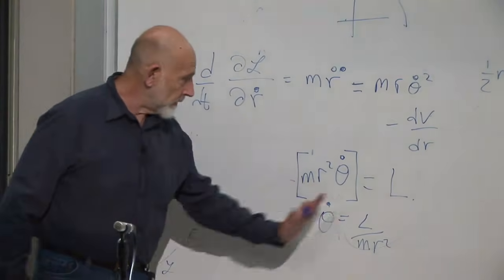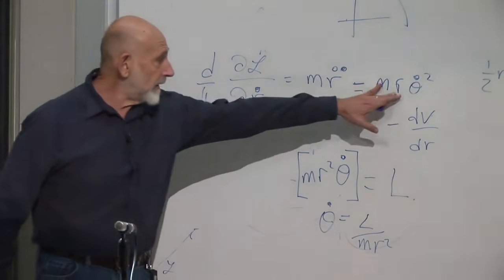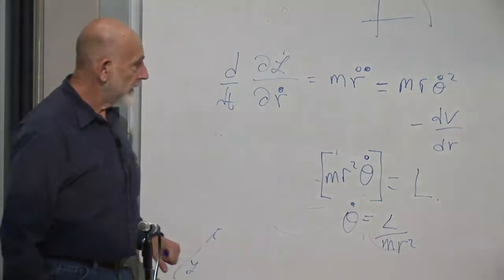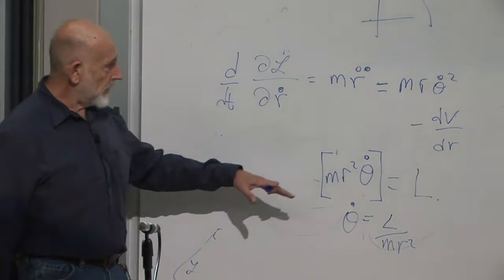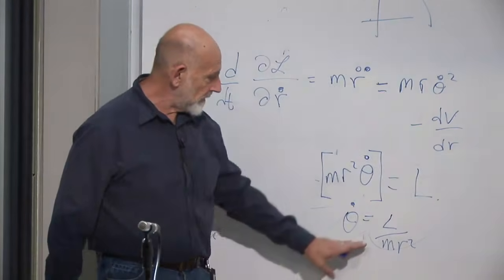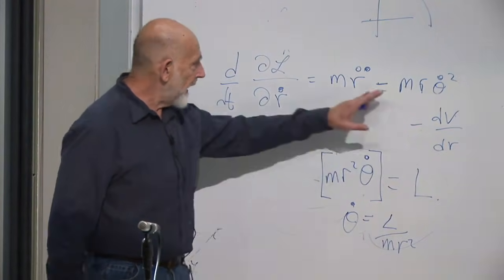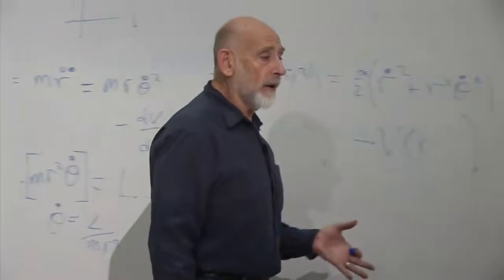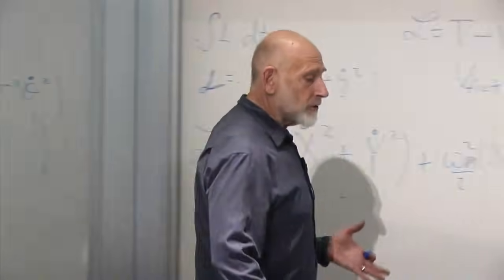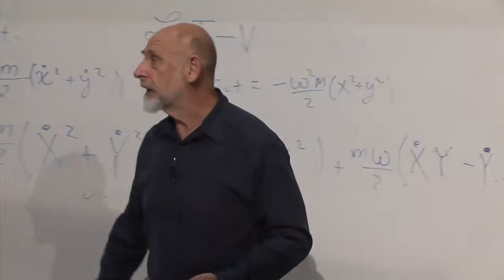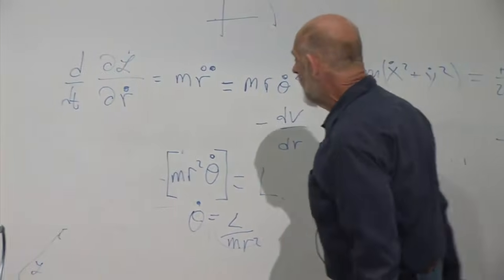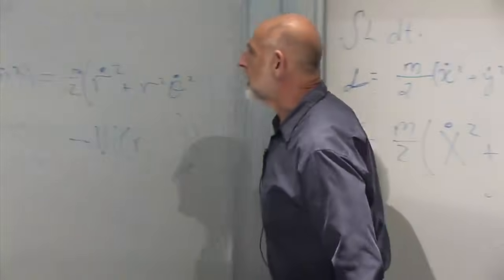That's what it tells you. We can plug it into here. We can plug it into here. I'll let you do that. Just plug into this equation here, theta dot equals this, and you get an equation just for r. You've figured out what theta is doing. The conservation law has told you what theta is doing, and now you can plug it back into the equation for r.